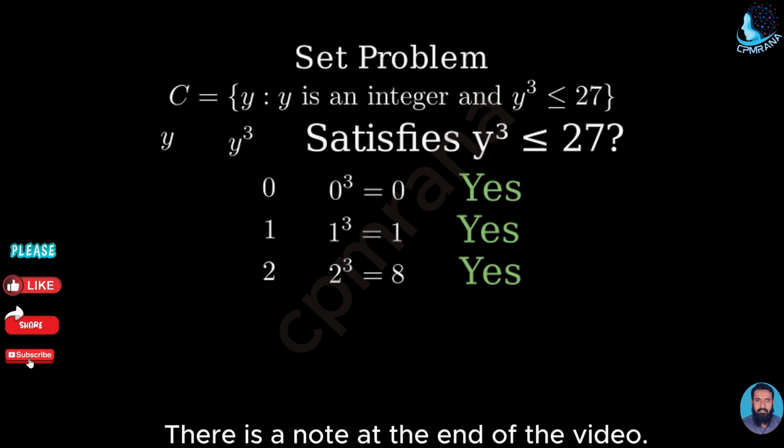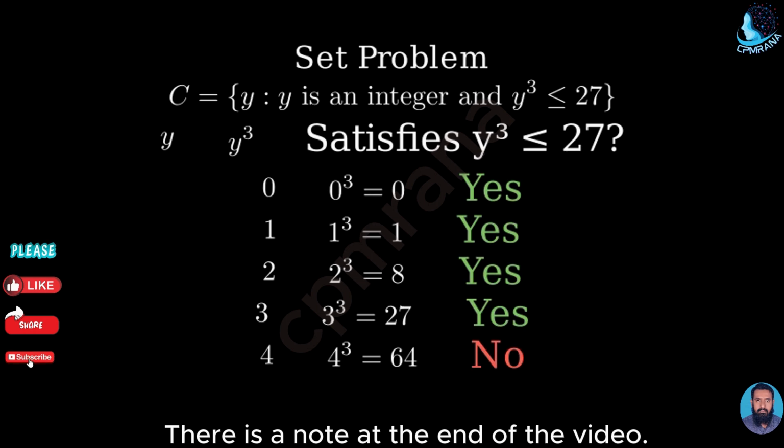2 cubed is 8, still less than 27. 3 cubed is 27, which equals 27. So it's in our set. But 4 cubed is 64, which is greater than 27. So 4 is not in our set.